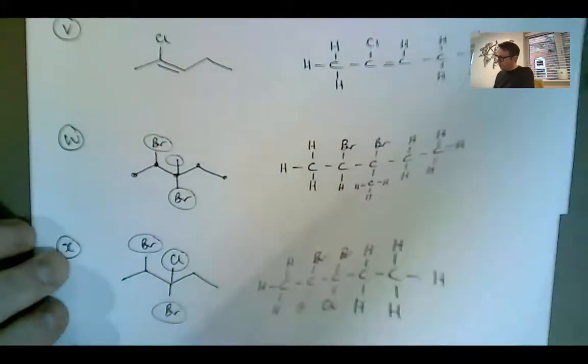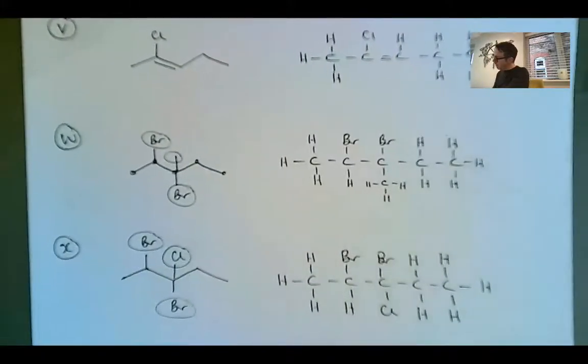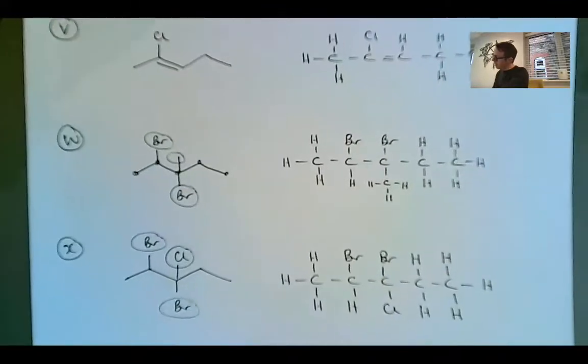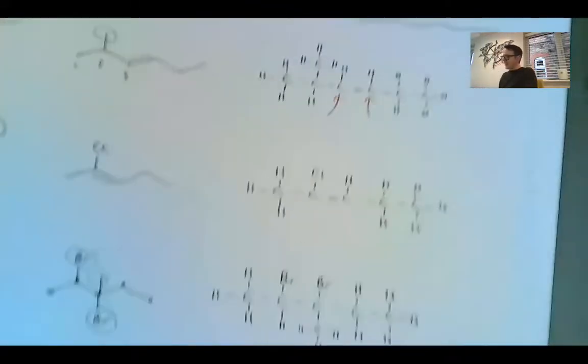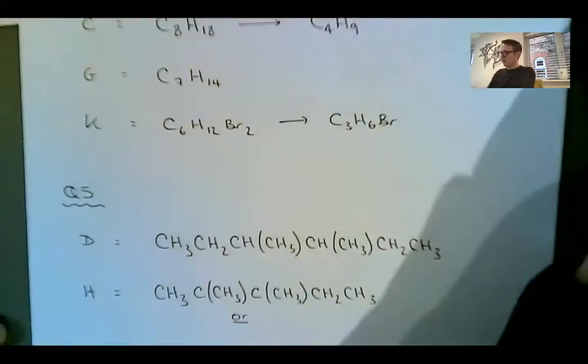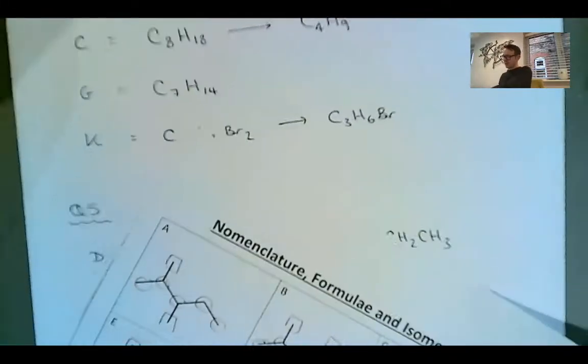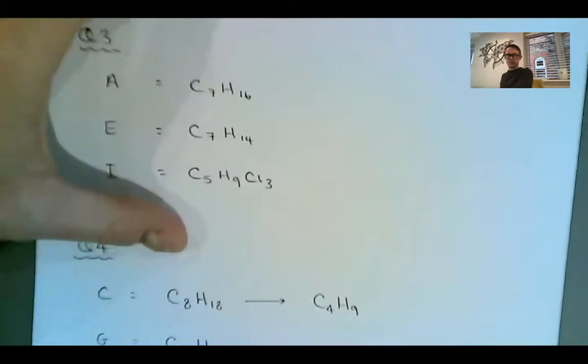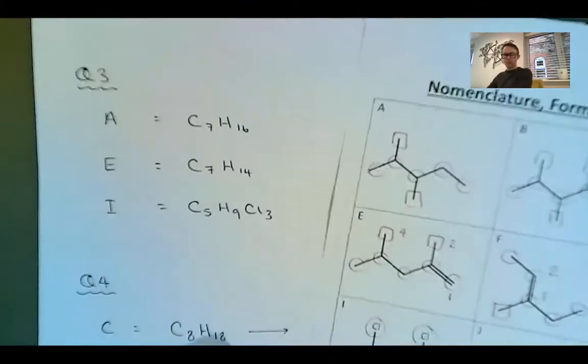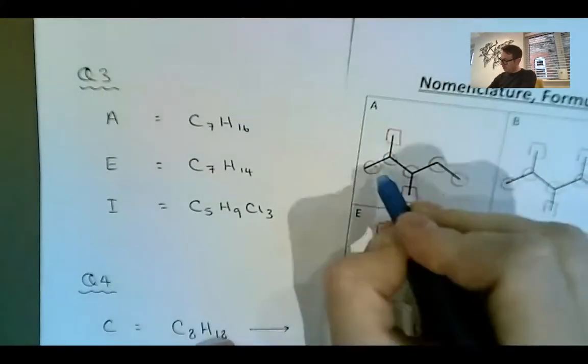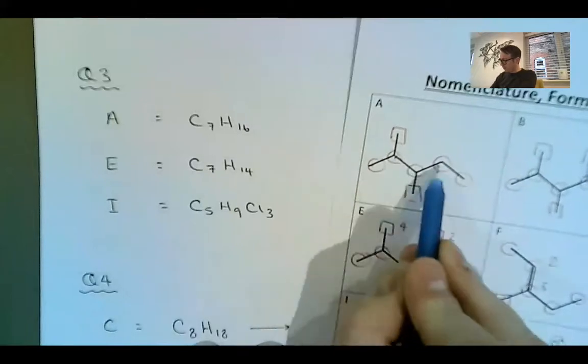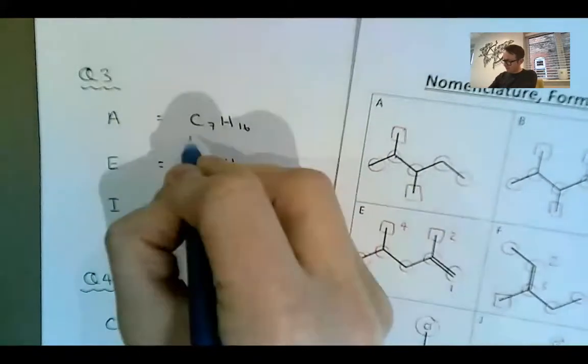Okay then, right, moving on. Question 3, give the molecular formulae for molecules A, E, and I. So let's just go back onto here a second. So molecule A, it's got 7 carbons in it. 1, 2, 3, 4, 5, 6, 7. So it has to start off with C7.